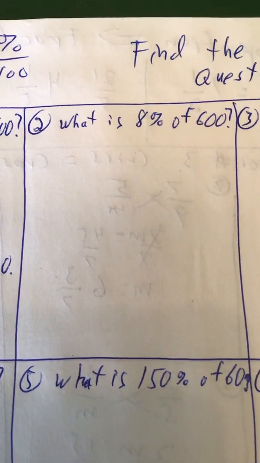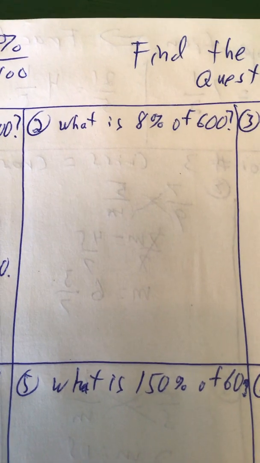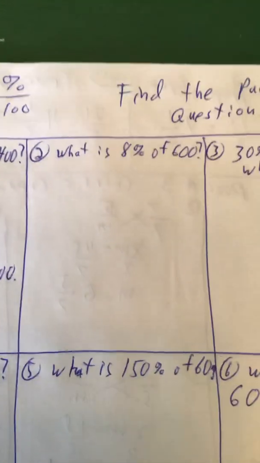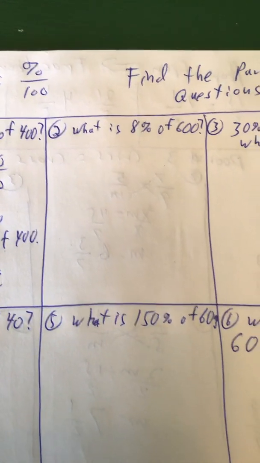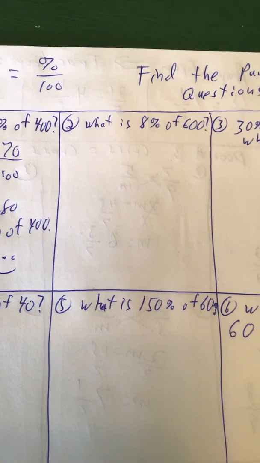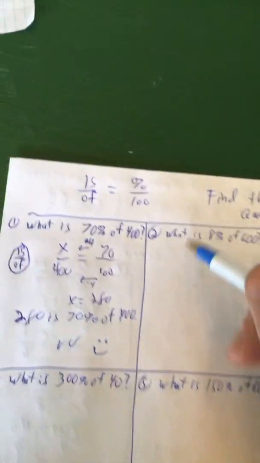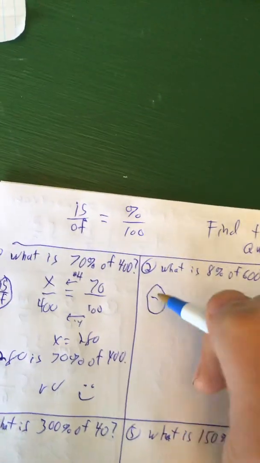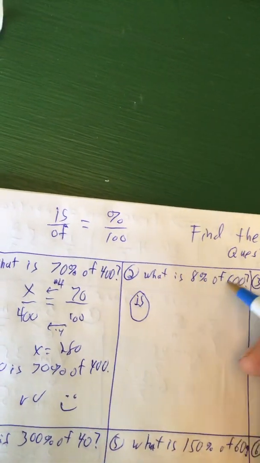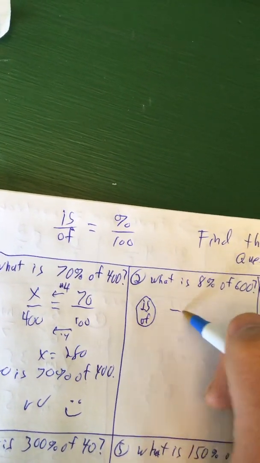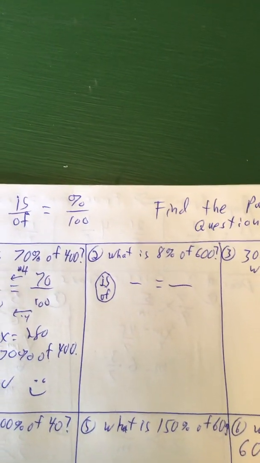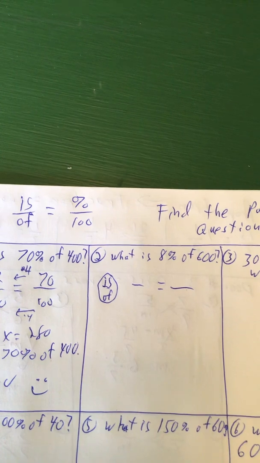What is 8% of 600? If you know what to do, go ahead and do it. You're going to do it just like number 1 there. If you need one more example, or here, just try. You can do this. Make your circle. What goes in your circle? This is going to be is and of. Is over of.